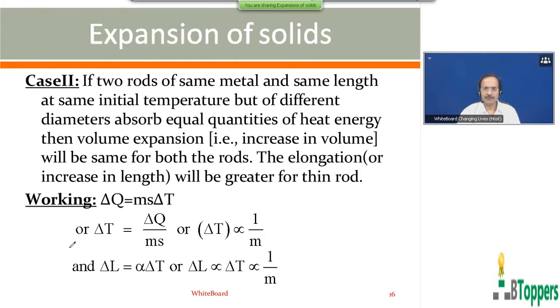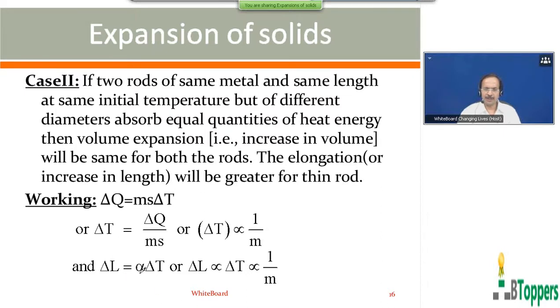I have shown the working here for this: delta Q is equal to m s delta T. m is the mass, s is the specific heat here. So delta T you can write as delta Q by m into s. Because both the rods absorb the same quantity of heat delta Q and they are made up of the same metal with the same specific heat s, therefore delta T is proportional to 1 by m.